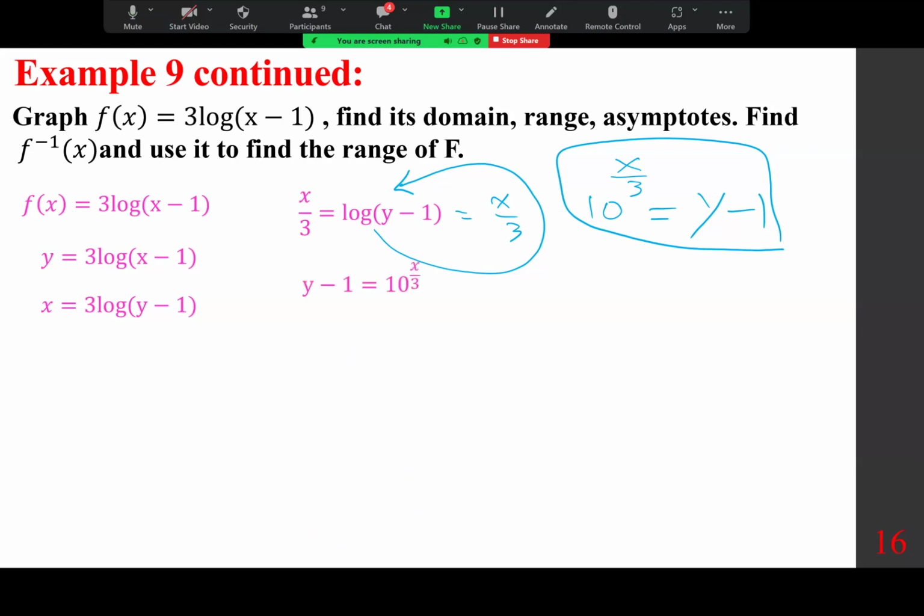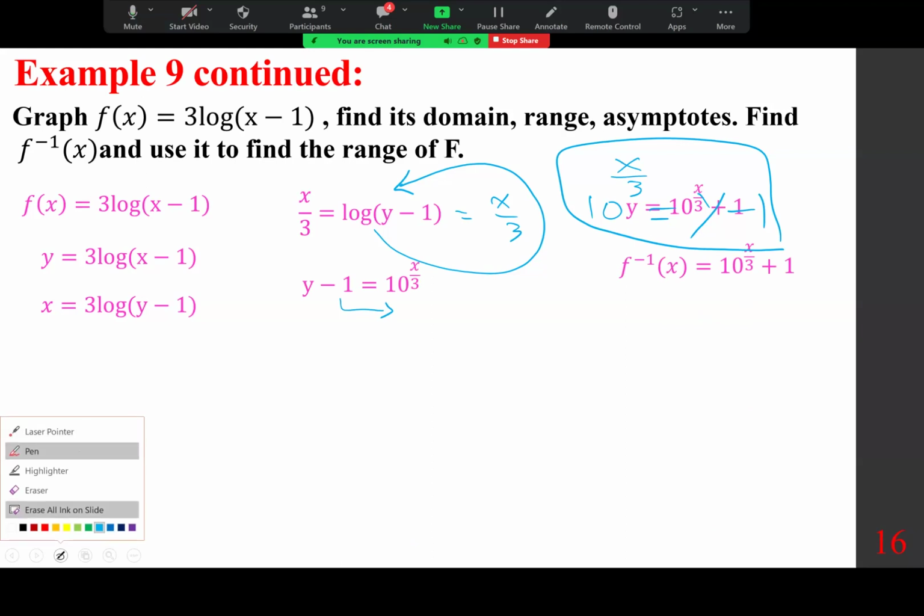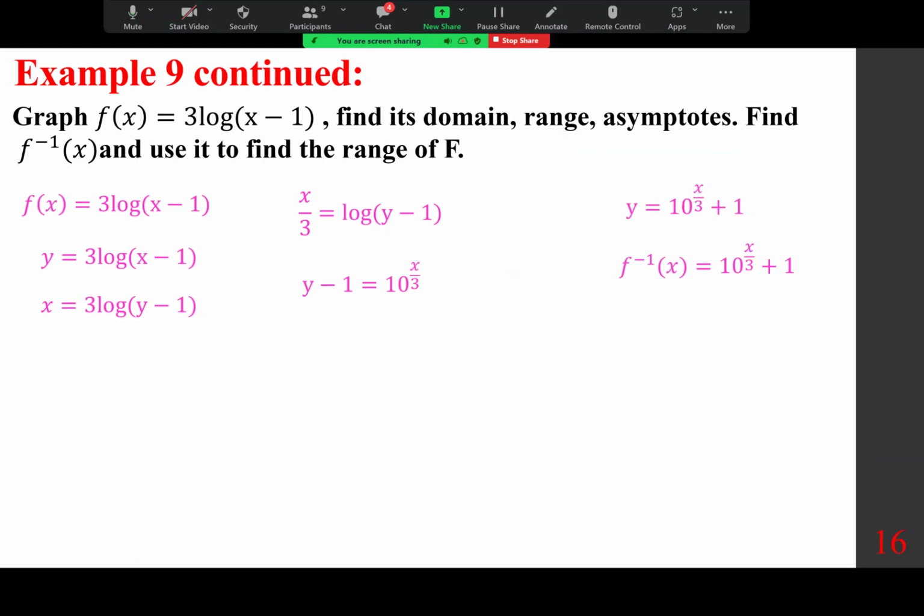And of course, negative 1 moves, becomes positive 1, and we give it the name f inverse. So y minus 1 is 10 to the power of x thirds. So y is 10 to the power of x thirds plus 1, and we give it the name f inverse.